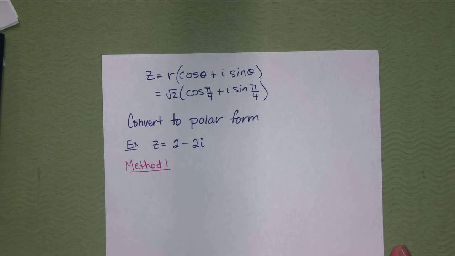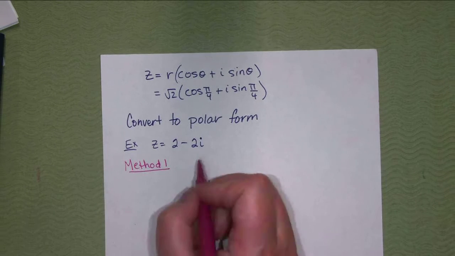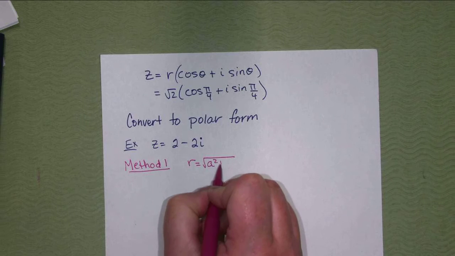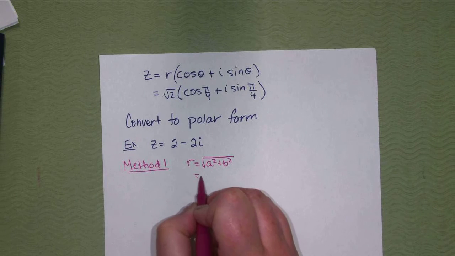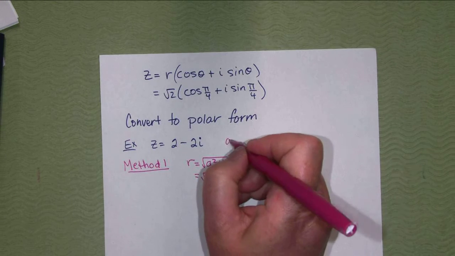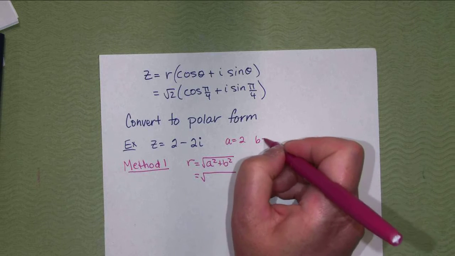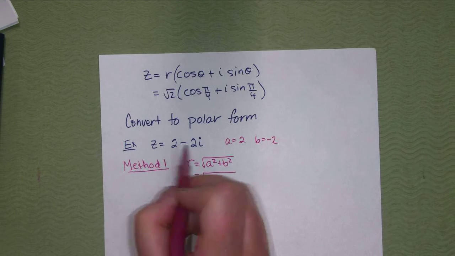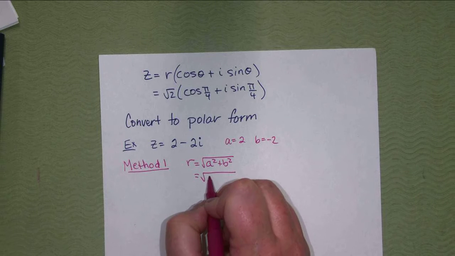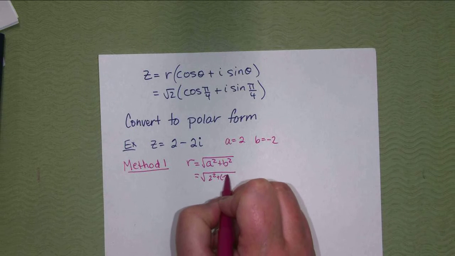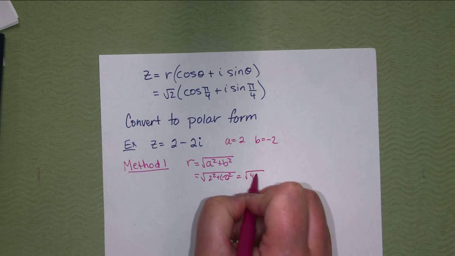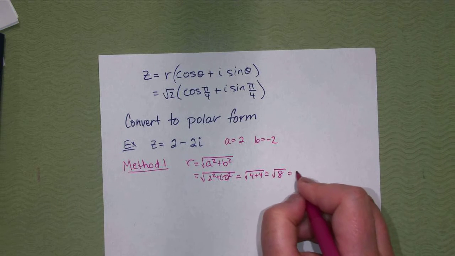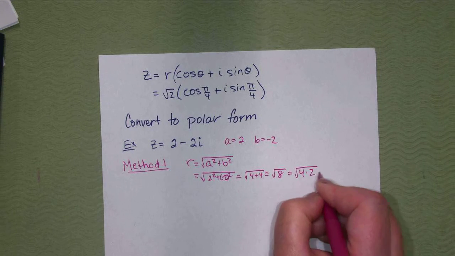So method 1 is you find your R. So what's A and B here? A is 2 and B is negative 2. You don't take your I, remember, just the constant. So this would be root of 2 squared plus a negative 2 squared. 4 plus 4 is root 8. So this is 2 root 2.